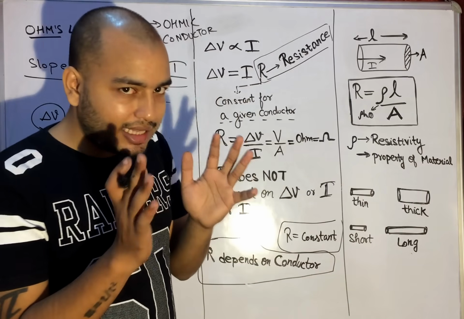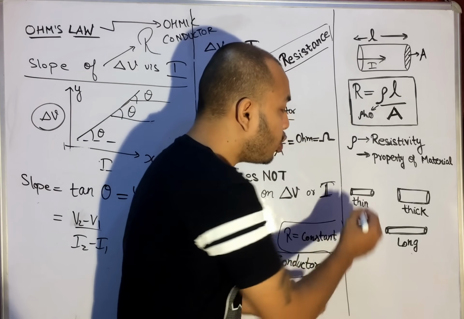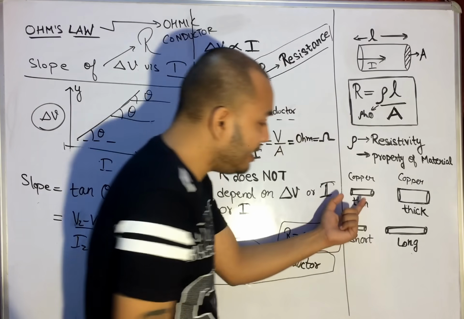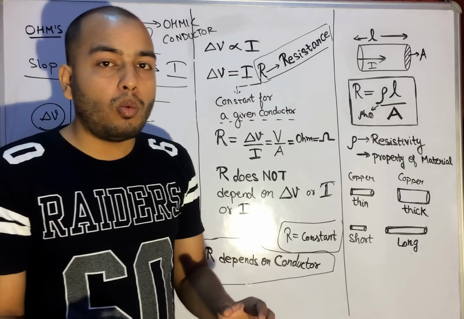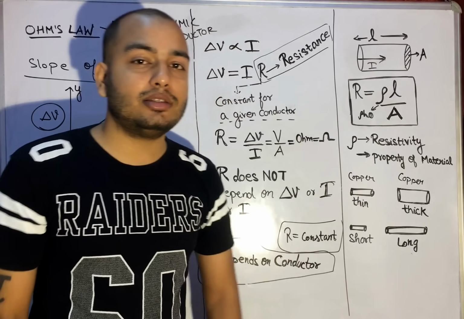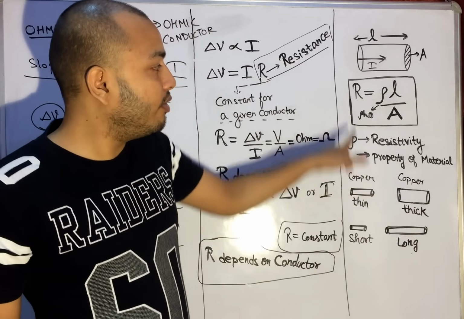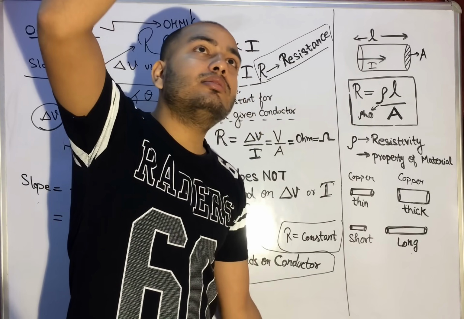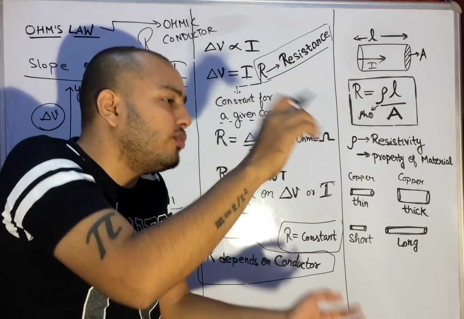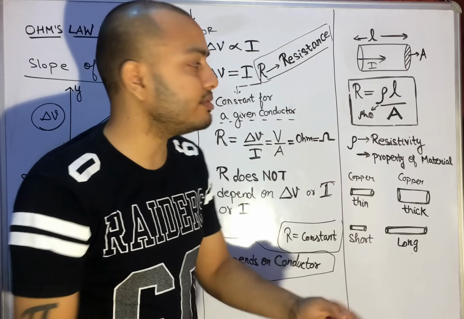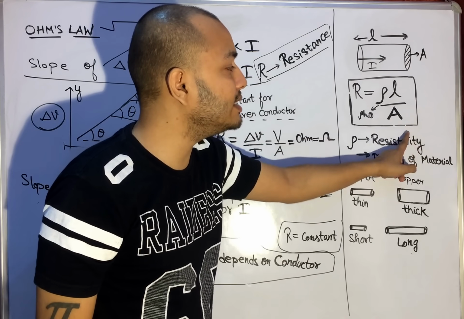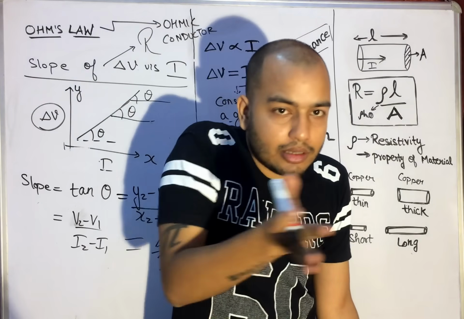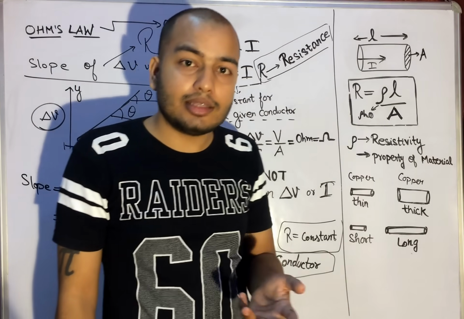Let me take two examples, then it will be clear. Here is a thin copper wire and here is a thick copper wire. What is the relation between their resistance? Which will have higher resistance? Resistance is inversely proportional to area. The thicker the wire, the more space for current to flow, and the less the resistance.